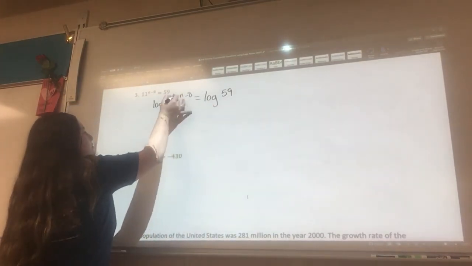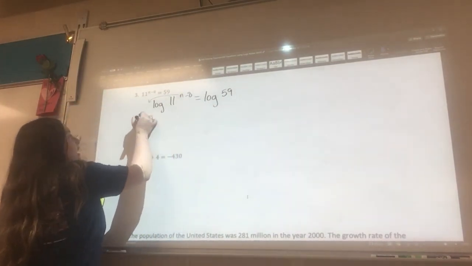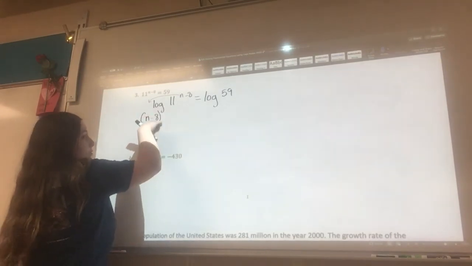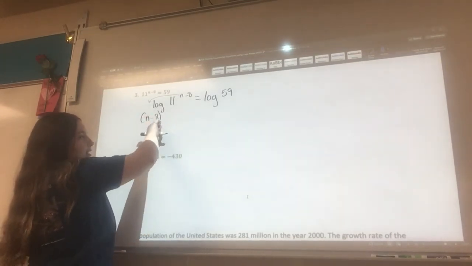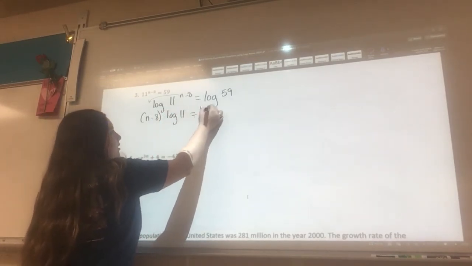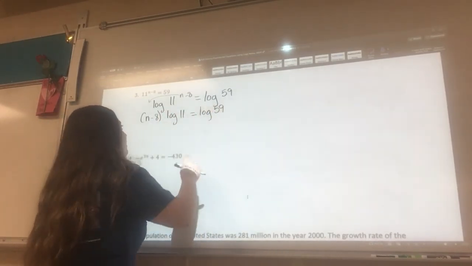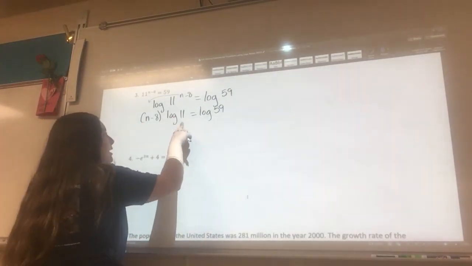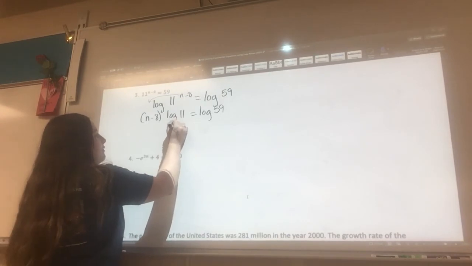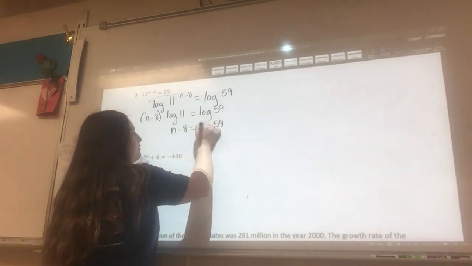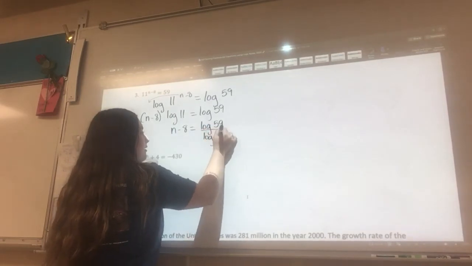I am then going to transfer that n minus 8, and I'm going to put it in parentheses just to not confuse anybody or myself, as my exponent out in front. Log 11 equal to log of 59. So now all I have to do is get n by itself. I'm going to divide by log 11. So I'm going to be left with n minus 8 equals log of 59 divided by log of 11.